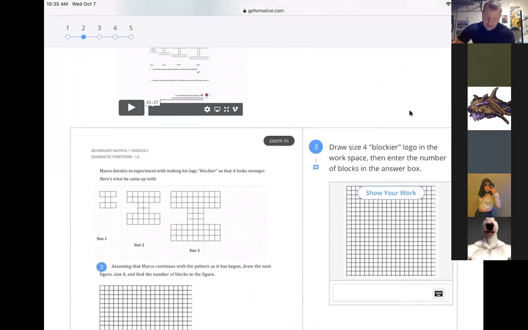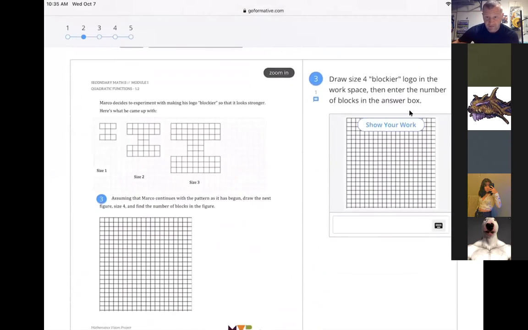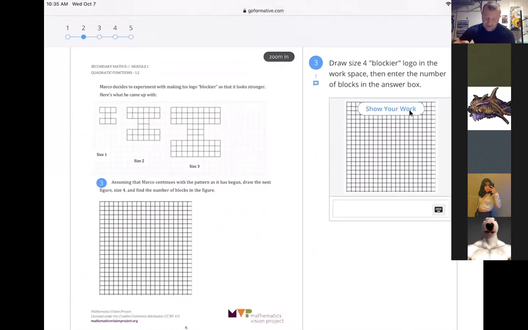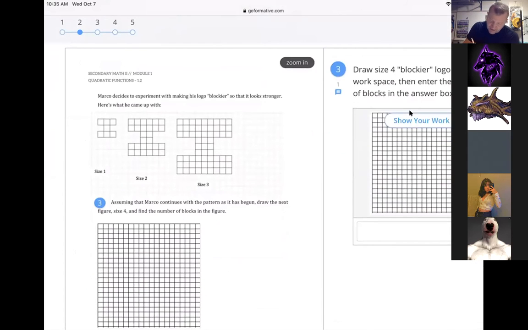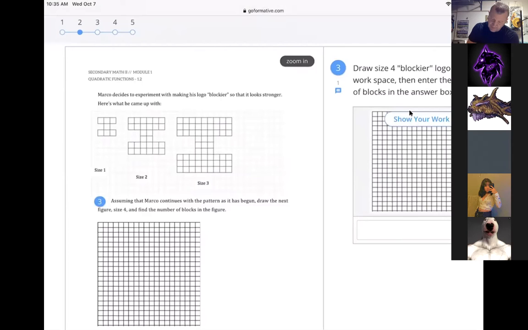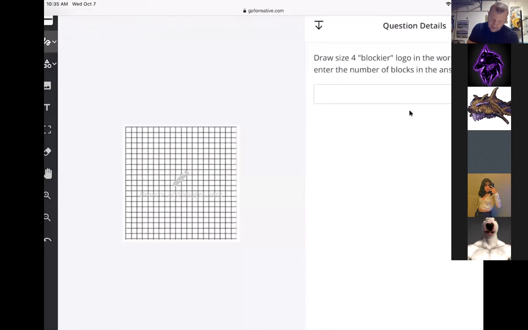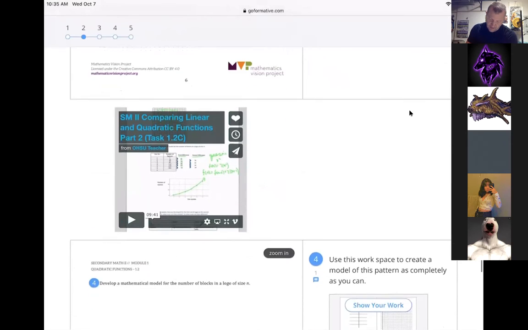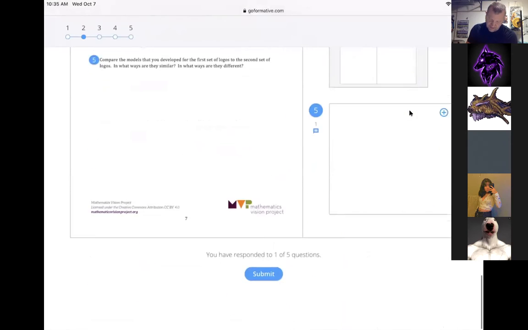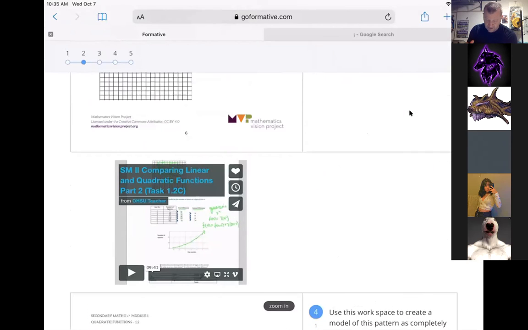Okay. So in your next problem, it's not going to be linear. It's not going to be exponential. What do you think it's going to be? It's going to be quadratic. So for 3, they want you to draw size 4 over here in the show work section. Okay, draw what you think that would look like. Now, the whole rest of the task is done for you in this video. Okay. So the video is 10 minutes.